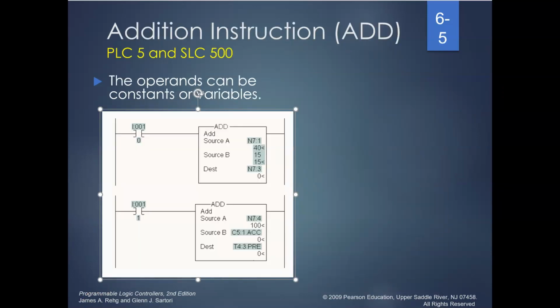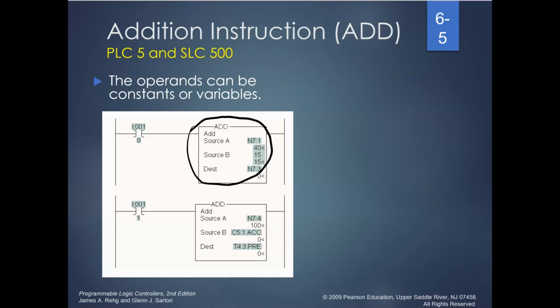Okay, let's look at the addition instruction here. We want to see how the add instruction works. If you use the add instruction in your PLC program, this is the box that you will see, and you need to set your parameters. The add instruction will perform the addition of two operands, which are source A and source B, and then the result will be stored in another memory location.